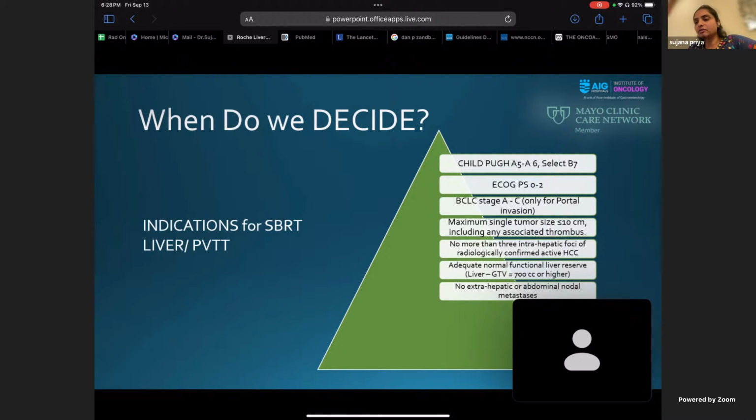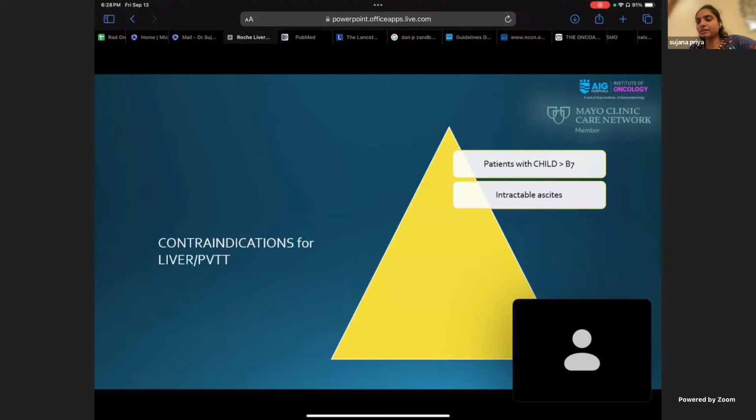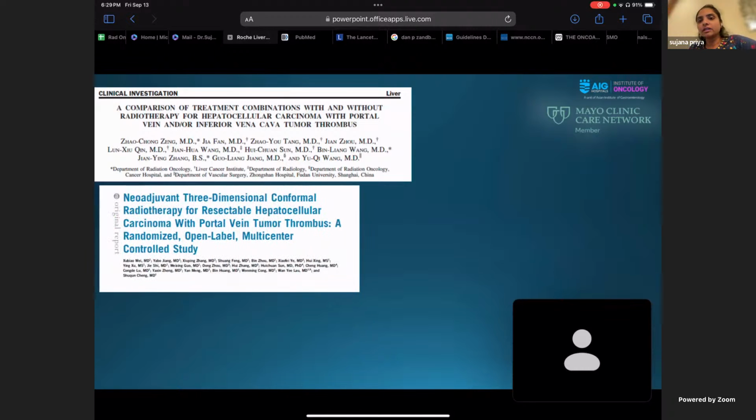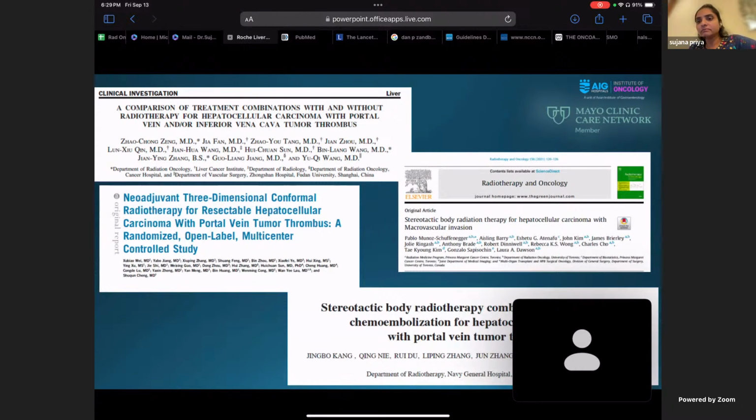Like I said, adequate liver reserve of more than 700 cc, no extrahepatic disease, no history of abdominal radiation or concomitant active viral infection. Looking at the contraindications, patients with Child B7, intractable ascites, active viral hepatitis are definite contraindications. Once your active viral hepatitis subsides with antiviral medication, then definitely yes. History of hepatic decompensation, low platelet count, and closeness to the luminal GI structures are definitely contraindications. Of course, there are different comparative modalities as to which kind of modality is better. There have been a lot of studies on patients who have portal vein tumor thrombus.